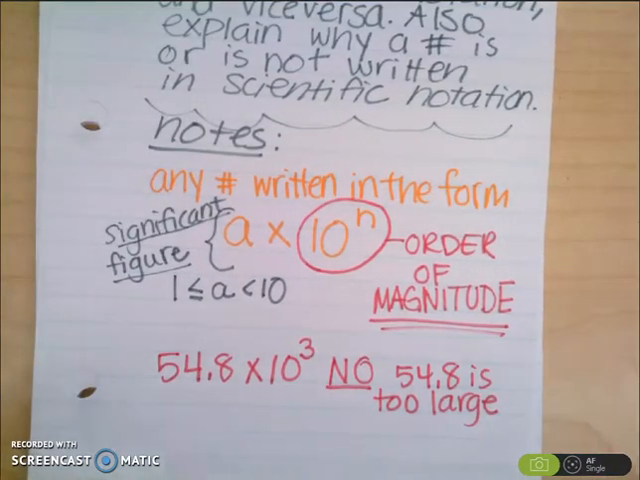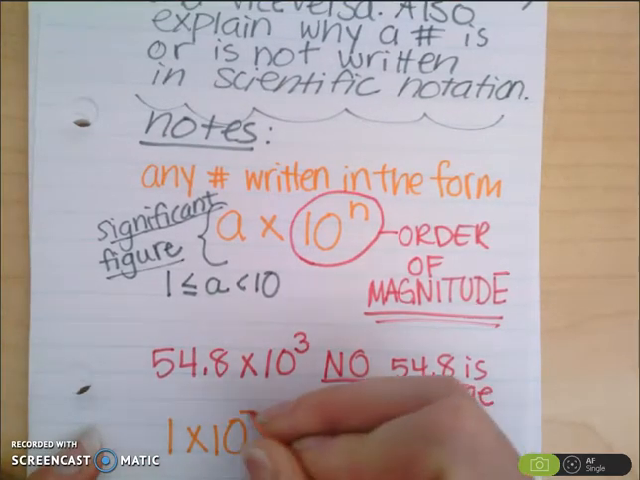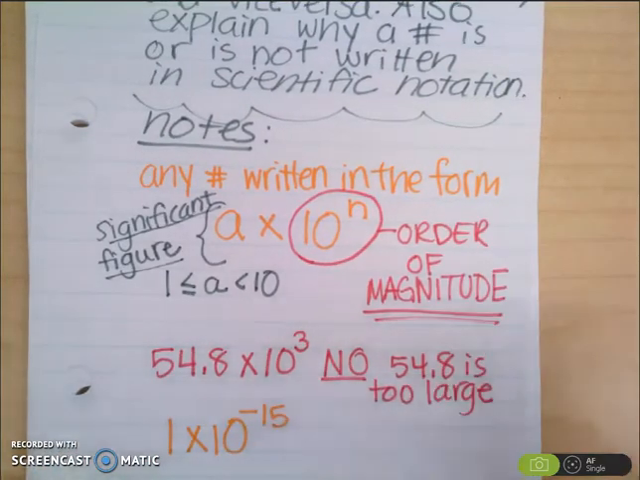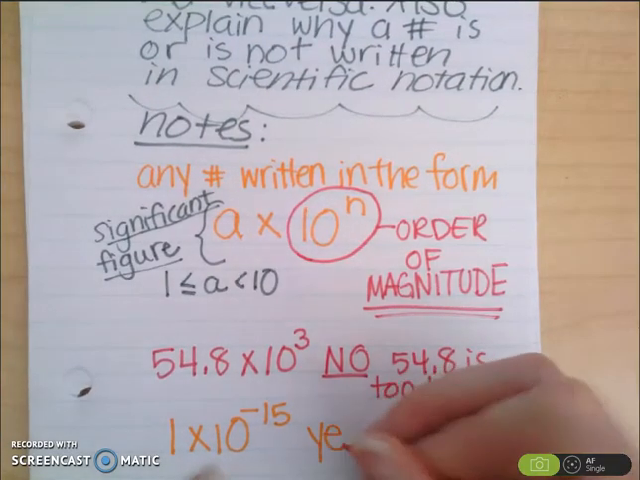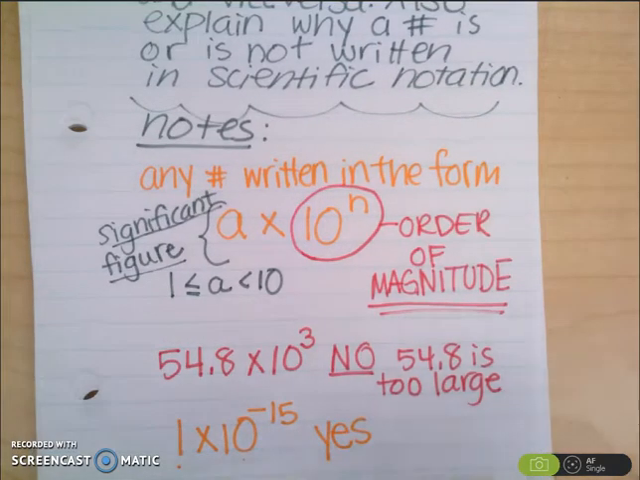Let me give you one more example to write down. 1 times 10 to the negative 15th. Is this written in scientific notation? Yes. The significant figure is between 1 inclusive and 10 not inclusive, and we have times the power of 10 to the negative 15th. This is a very small number.